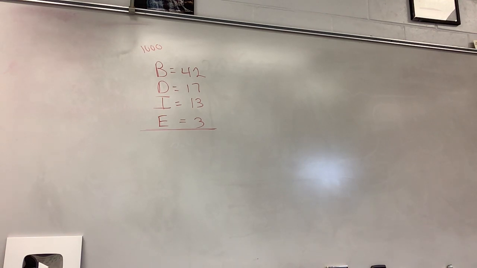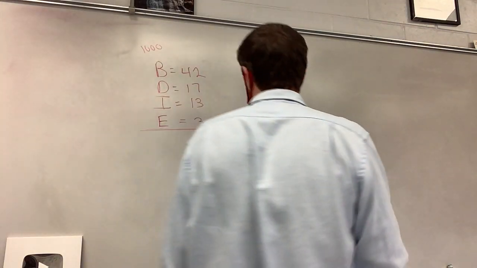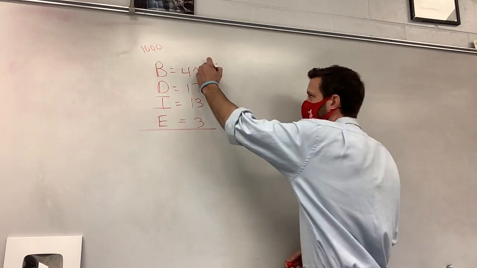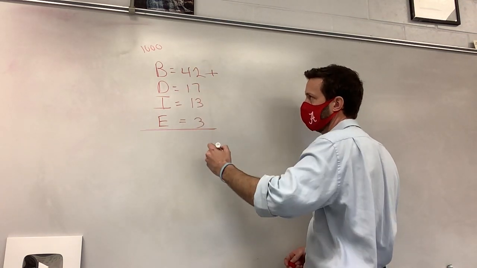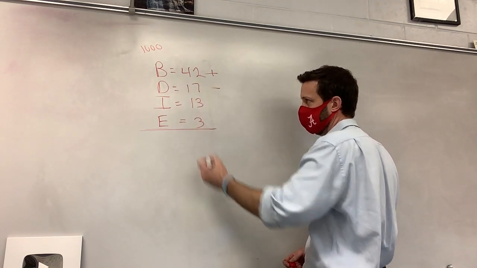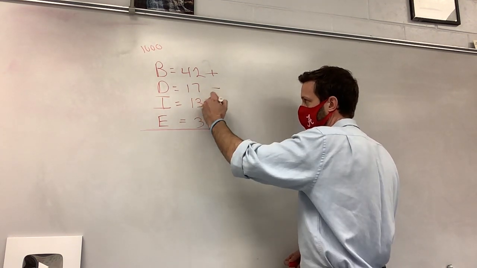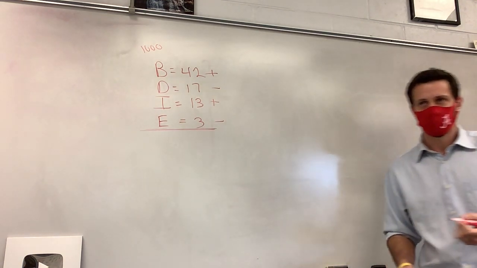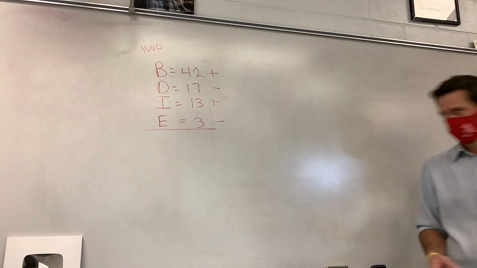Sure. Alright, first thing, easiest thing to do here is figure out what we're adding and subtracting. First, births are gonna be what? Positive. Okay, so we're gonna add that. Deaths are gonna be negative. Immigrants are gonna be positive. Emigrants are gonna be negative. So, all you gotta do is add those up. Okay? So add those up.